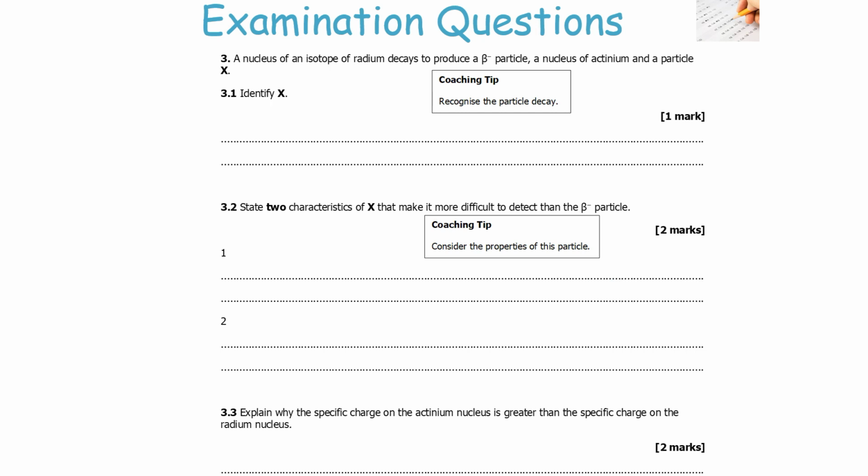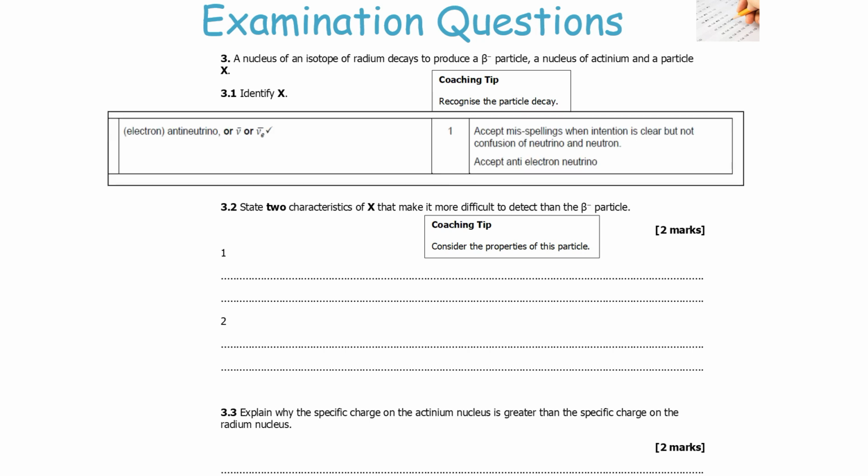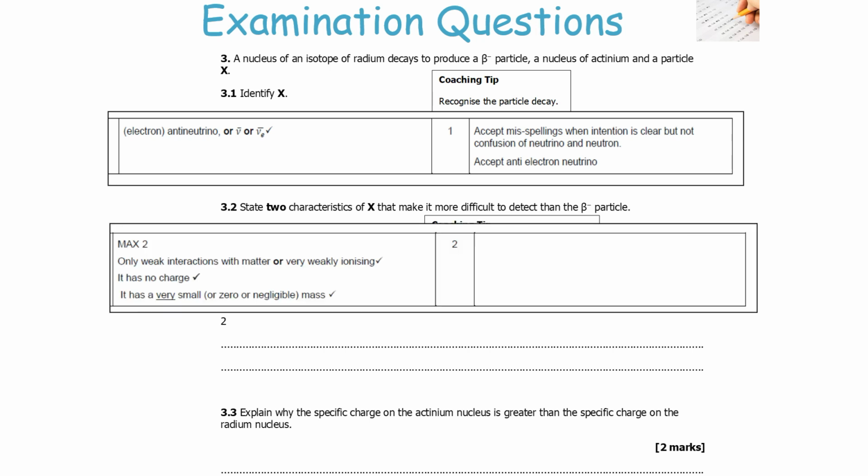Right. First one, we know that if a beta minus particle is being produced, you've got to have your antineutrino as well to conserve your lepton number. Because if you produce a beta minus particle, you also produce an antineutrino. Now, what 2 characteristics of the antineutrino do you know? That they only work by the weak interaction, they're very weakly ionizing and have weak interactions with matter, they have no charge, and they've got 0 mass as well.